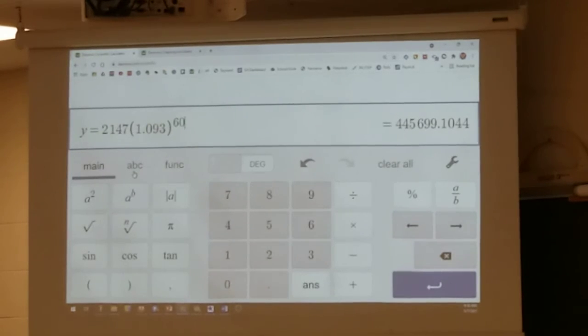Now I have $445,000. So again, I have an equation. Let's do something with it. Let's plug in 50 or 60 and see how much money you have. Now, honestly, this is very realistic. If you took $2,000 and you let it sit there for a long time, you're going to end up with a decent amount of money. Okay, that's because we have exponential growth.